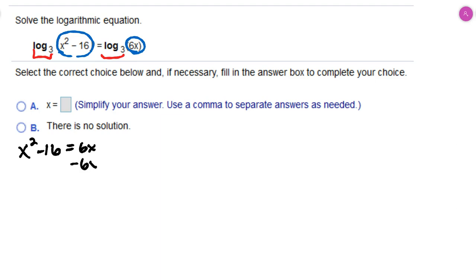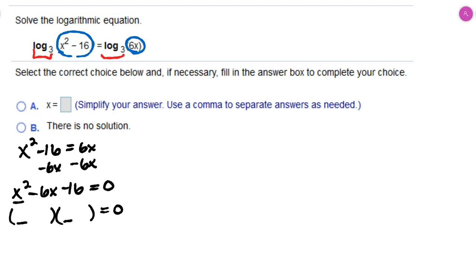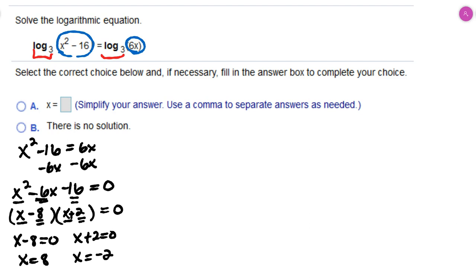This is a quadratic equation, so I'll move all the terms to the same side, giving me x squared minus 6x minus 16 equals 0. I'm going to solve by factoring. This term times this term needs to equal x squared, so that's going to be x and x. This term times this term needs to equal 16, so I need to choose factors of 16. That could be 8 and 2, and 8 and 2 could give me the correct middle term. I need a minus 8 and a plus 2. Once I have it factored, I'm going to set each factor equal to 0, and that gives me x equals 8 and x equals negative 2.